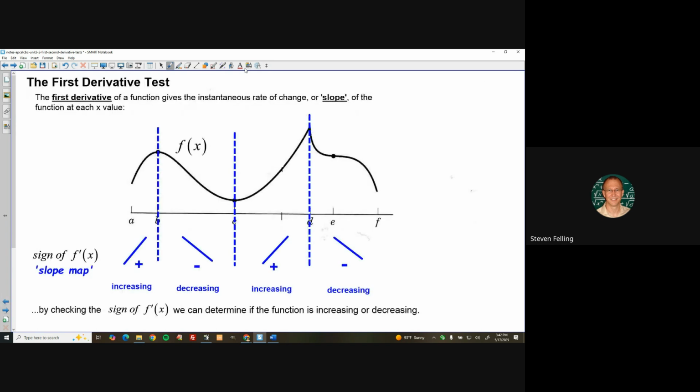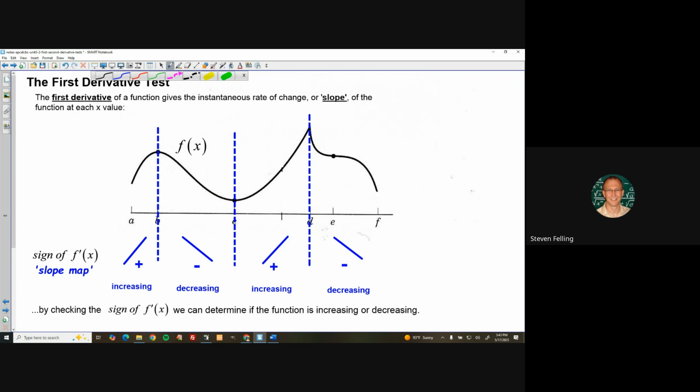All right, so the first derivative of a function gives what we call the instantaneous rate of change, or you can call it the slope. It's really the slope of the tangent line to a function curve. And there's a unique value for the first derivative at each place on the function curve, or at each x value, right? So the sign of the derivative tells me whether the function is increasing or decreasing.